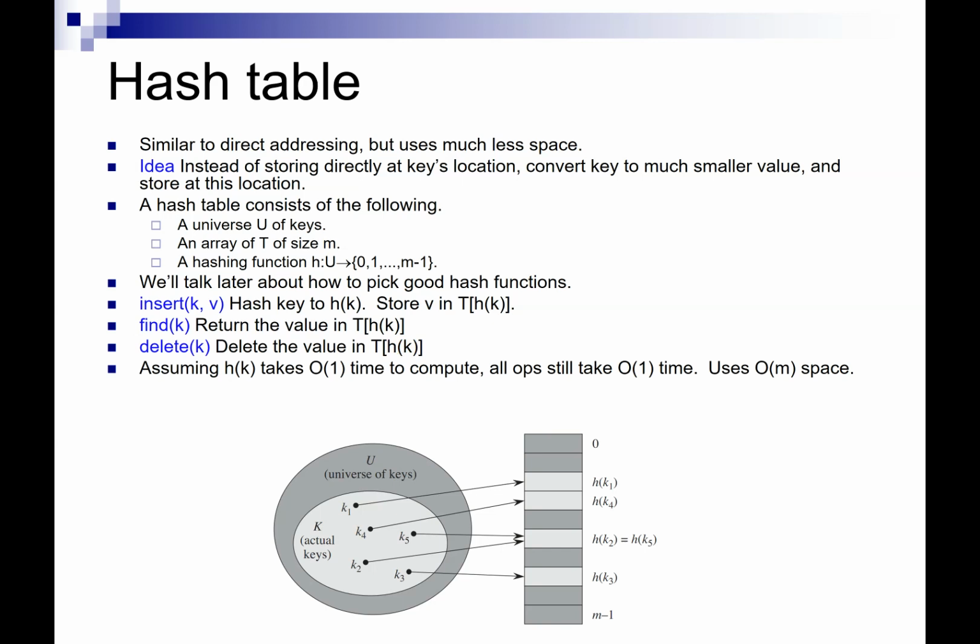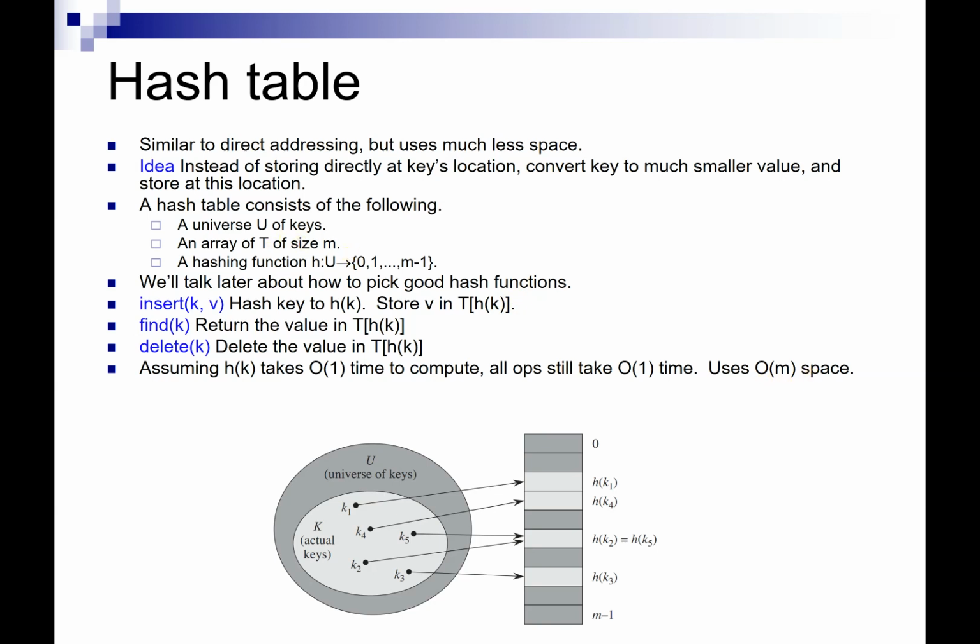Now, we haven't talked about how to define these hash functions, but usually you can define them in a pretty simple way. These hash functions are cheap to compute. In fact, oftentimes they only take constant time to compute. So all of these operations, since they only involve hashing the key and then going to an array index, take just constant time. Also, the amount of storage that you use is order M, because you simply have an array of size M.